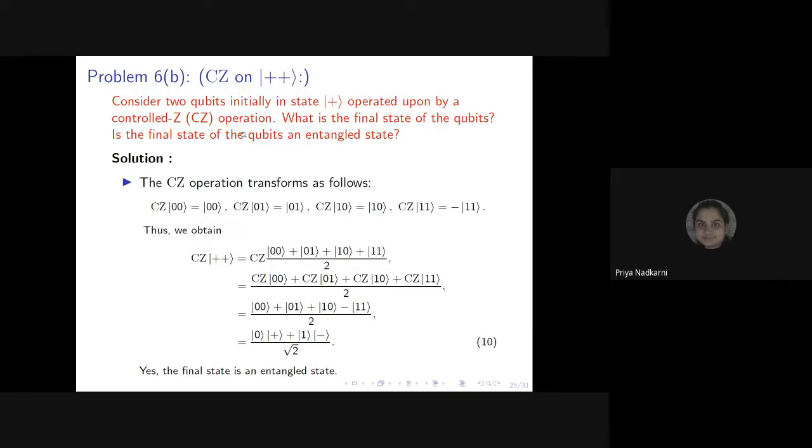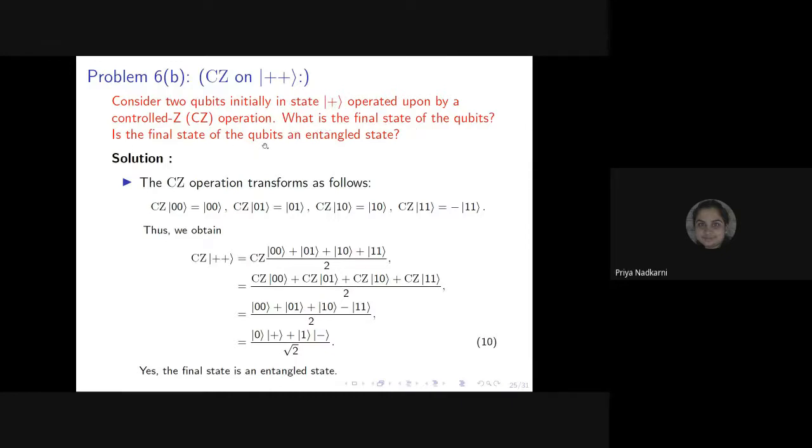Basically, in measurement-based quantum computing, other than the input states considered, the other qubits are initially set to the plus plus state, and then we'll be applying CZ operations on them. So in measurement-based quantum computation, we have the plus states, we have the CZ operations, and then we have measurements performed on these particular entangled states, which are obtained after performing CZ operations on the plus plus states. Here we consider two qubits initially in state plus operated upon by a control Z operation. We need to find the final state of the qubits.